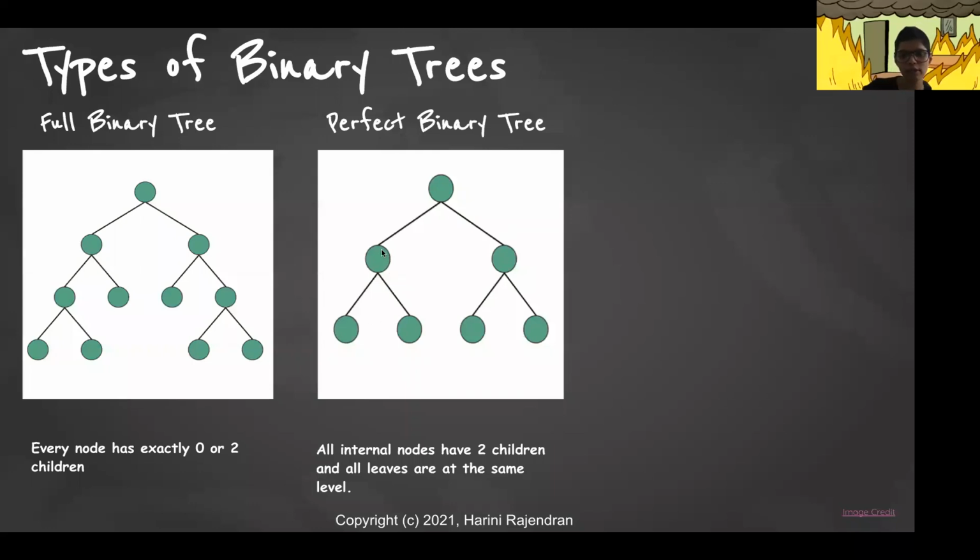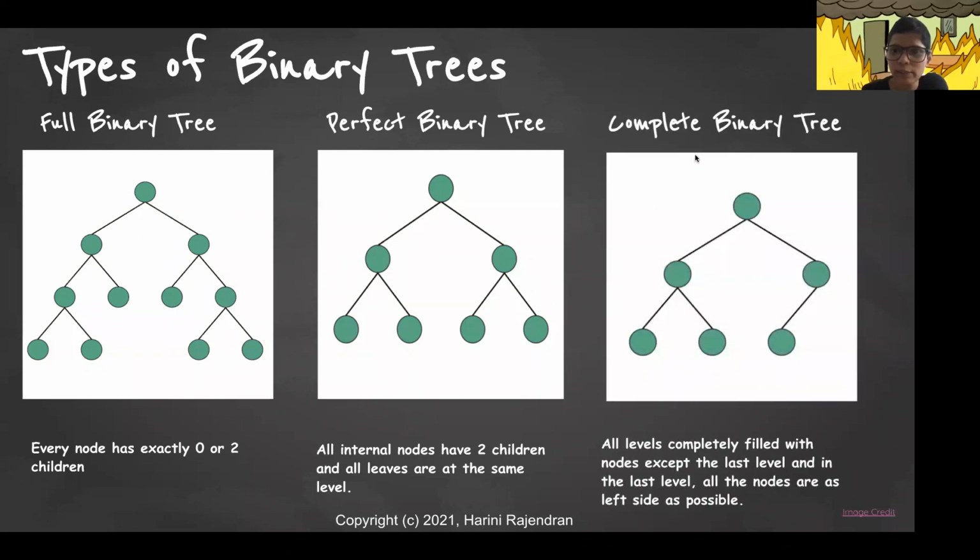So all of the internal nodes should have 2 children, and all of the leaf nodes should be at the same level. So if a tree satisfies these constraints, it is called a perfect binary tree. As you see here, it just looks perfect. There are no gaps, and all the leaves are organized at the same level. So hence the name perfect binary tree.